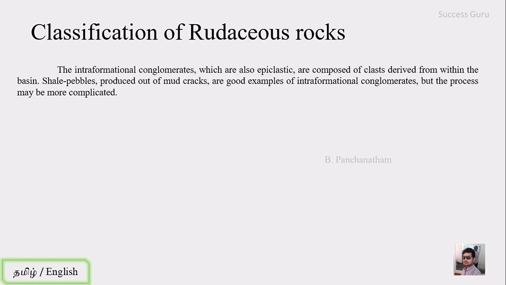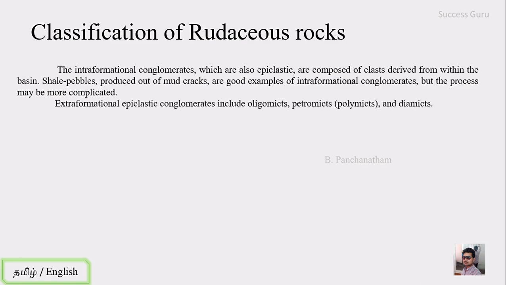The intraformational conglomerate, which is the first type of epiclastic conglomerate, is composed of clasts derived within the basin. The shale pebbles produced out of mud cracks are a good example of intraformational conglomerates, but this process may be more complicated. So there are conglomerates which have been formed within a basin, which may not have been transported for a longer distance, and the composition may be of shale-size sediments.